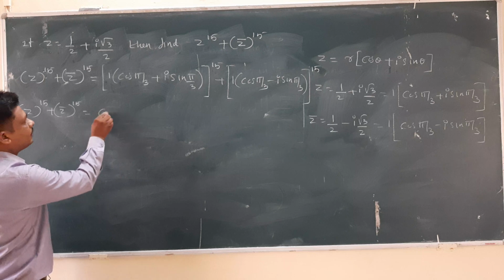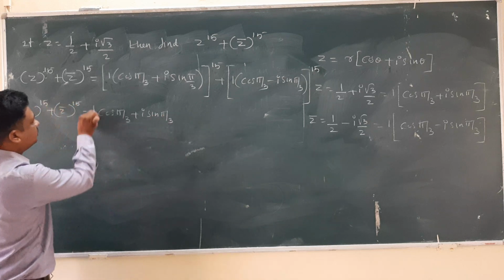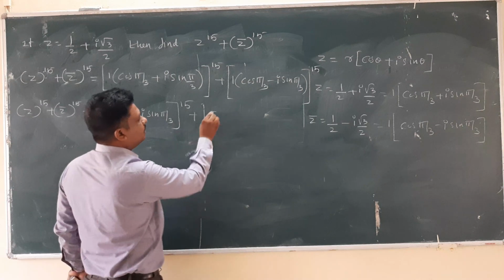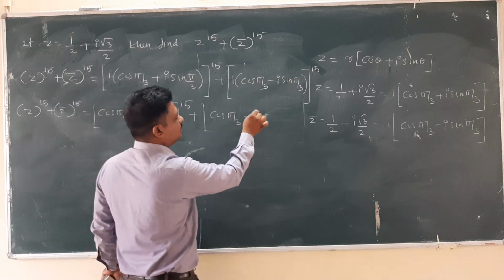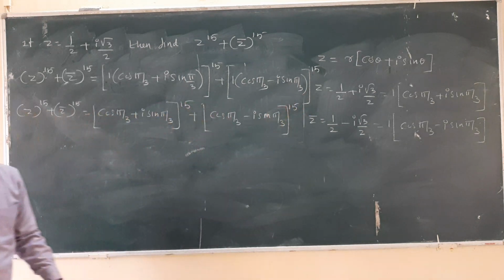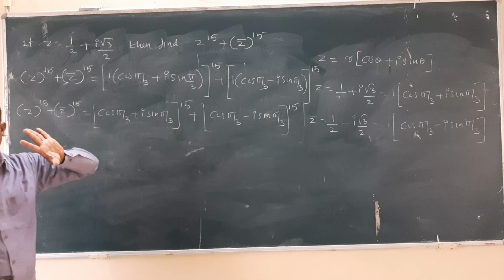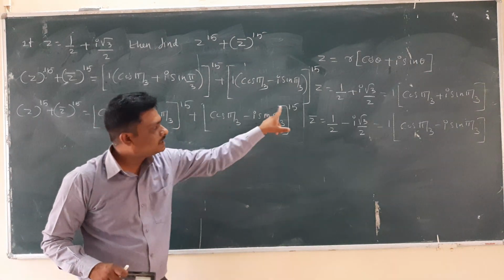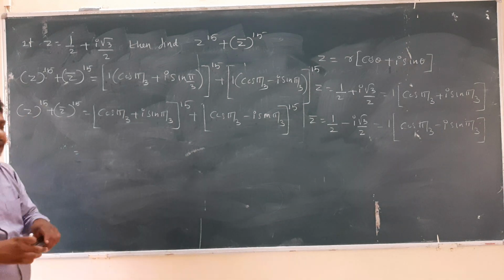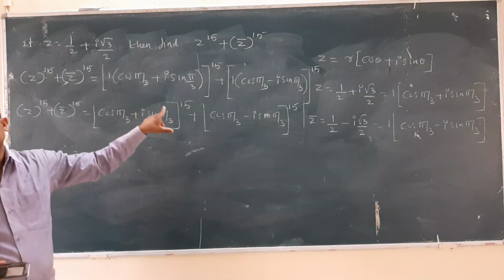So what remains here? (cos pi by 3 plus i sin pi by 3) raised to 15 plus (cos pi by 3 minus i sin pi by 3) raised to 15. So it is in the form of (cos theta plus i sin theta) raised to n, and here (cos theta minus i sin theta) raised to n. So I will apply de Moivre's theorem. What is de Moivre's theorem? (cos theta plus i sin theta) raised to n we can write as cos n theta plus i sin n theta.